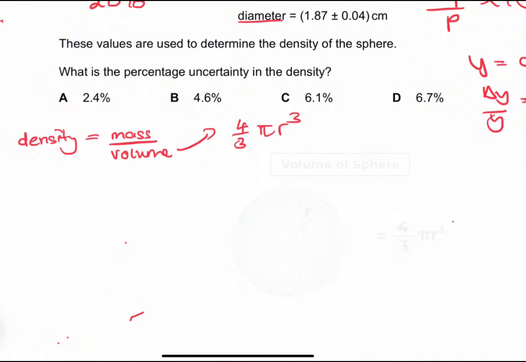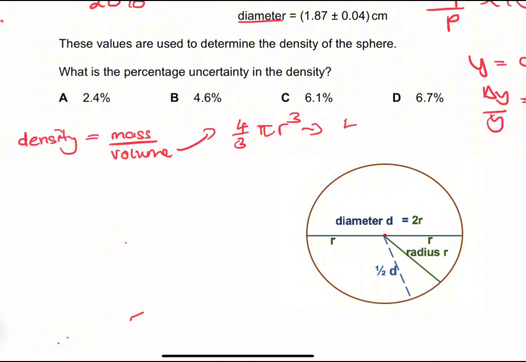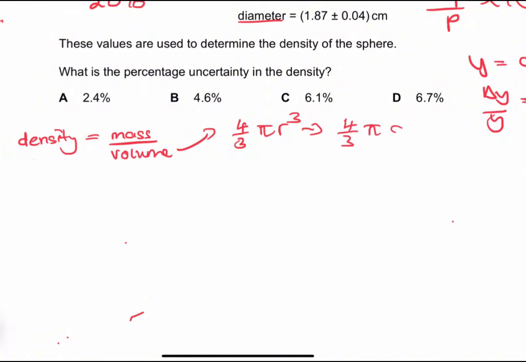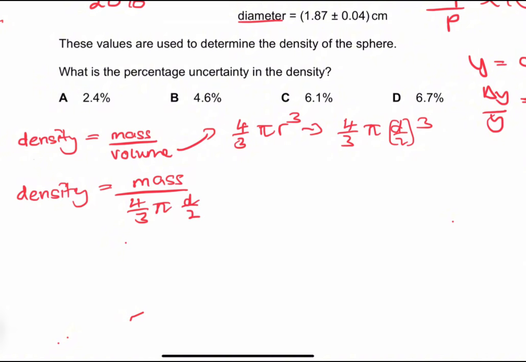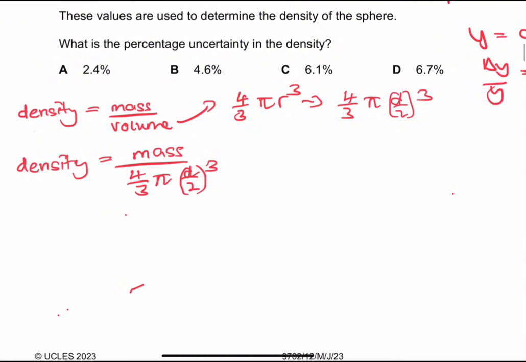We know that the radius is the diameter over 2, so this is actually 4 over 3 pi (d over 2) cubed. This is the formula for you to find your volume. So I can re-express my density: my density is now equivalent to my mass divided by 4 over 3 pi (d over 2) cubed. This is the formula for me to find my density.